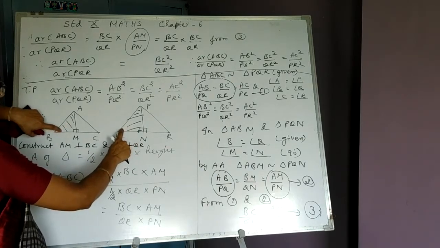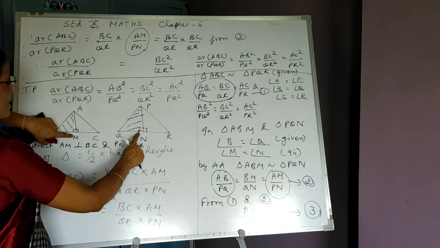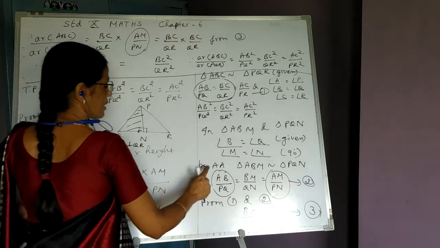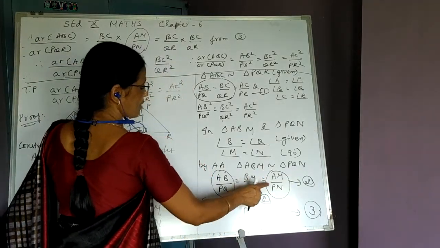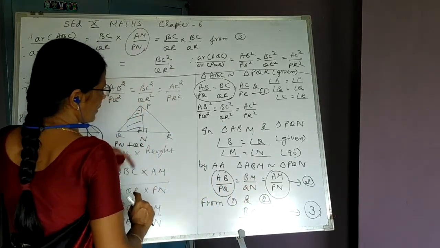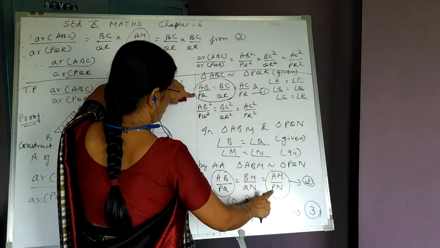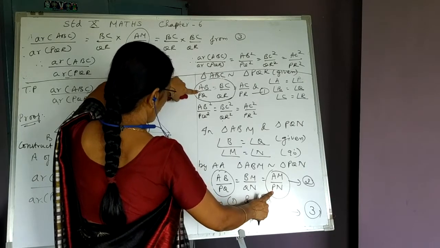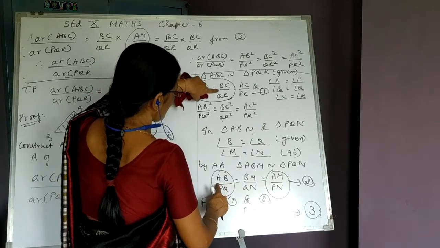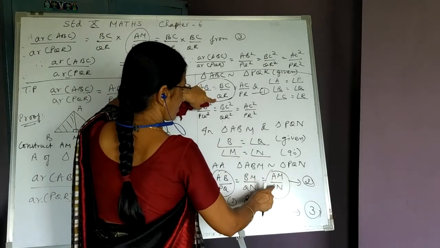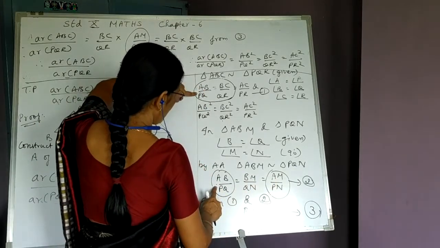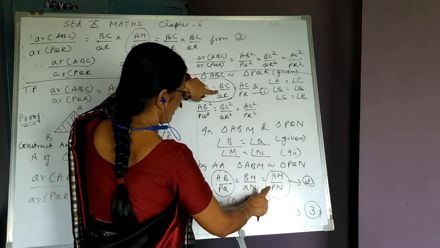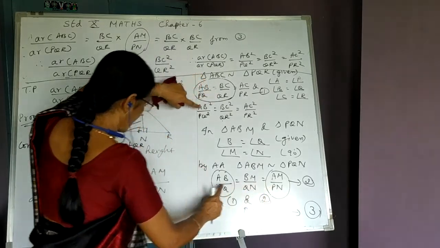B and Q are equal, that is given in the question. M and N are 90 degrees. Therefore, by the AA criterion, the triangles are similar. Once again, we have taken corresponding sides are proportional. When we compare this 1 and 2, we came to know AB upon PQ is equal to BC upon QR, also equal to AM upon PN. This is the repeated one. Dropping this, we get these two are equal. These two are the required ratios here.